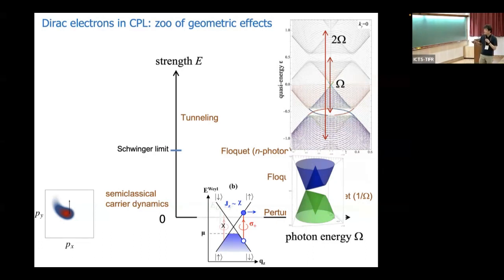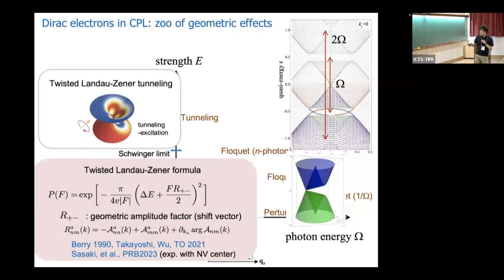So with the remaining time, I'll try to move to this second half. This part was the Floquet part, and this part, actually, the idea is very simple, and the message is also very simple. I'll just try to explain this single formula and how to apply it in a Weyl system or Dirac system.